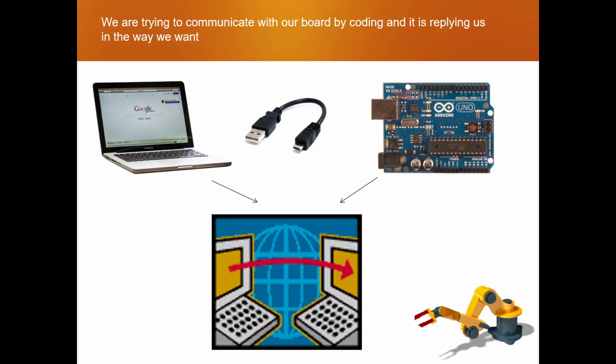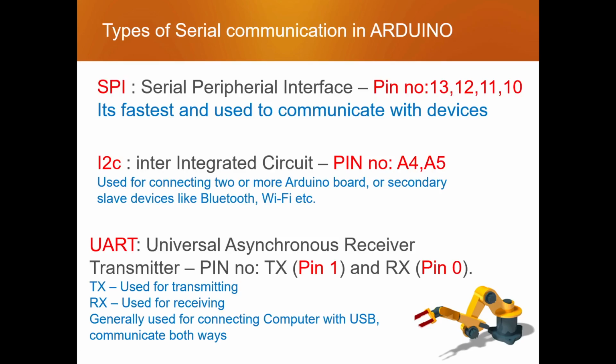So what we are doing is we are trying to communicate with our board by coding, and it is replying to us in a way which we want. So this is our computer, this is our USB board, and this is our Arduino board. We'll be using this board and this computer to communicate with each other, and this communication is done by serial port.